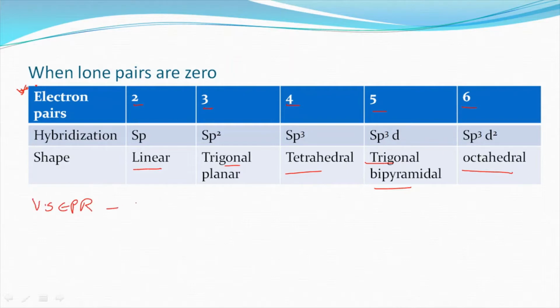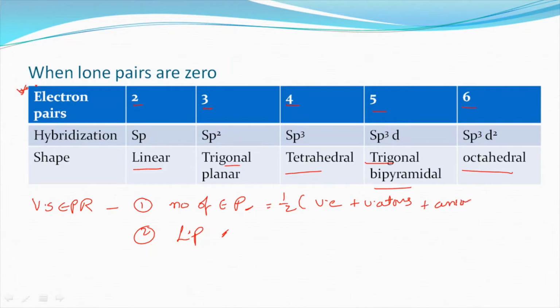So according to VSEPR theory, the shape of the molecule depends upon 2 points. The first one is it depends upon the number of electron pairs. And the second point is it depends upon the number of lone pairs. So these two are the key points to find out the shape of a molecule. Already we have discussed that the number of electron pairs is equal to half of valence electrons around the central atom plus number of univalent atoms plus charge of anion minus cation charge. That is already discussed here.